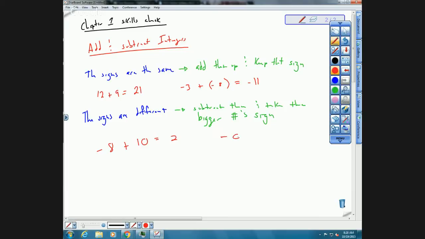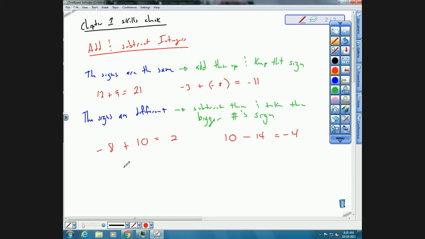If I have negatives, I guess when you look at this one right here, 10 minus 14, it would be -4. Here again, you subtract them, so 14 minus 10 is 4. 14 is the bigger number, and it's negative, so my answer is negative.